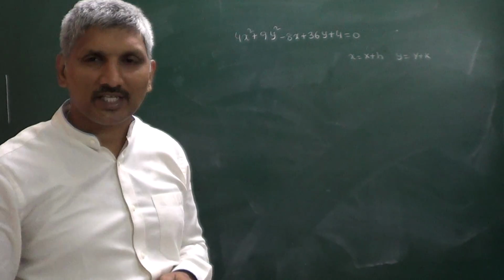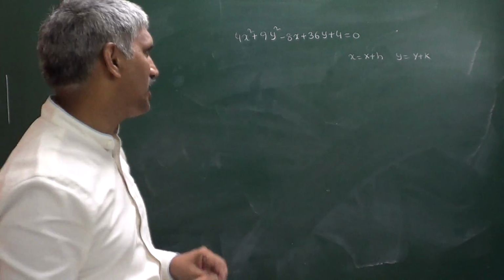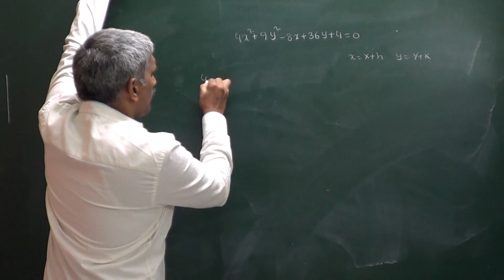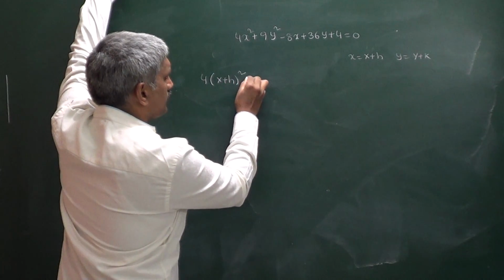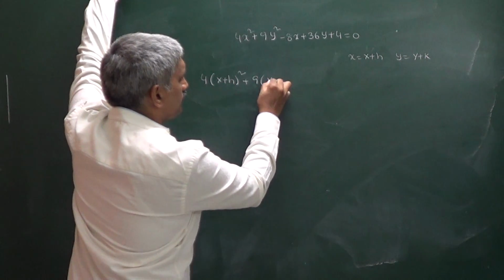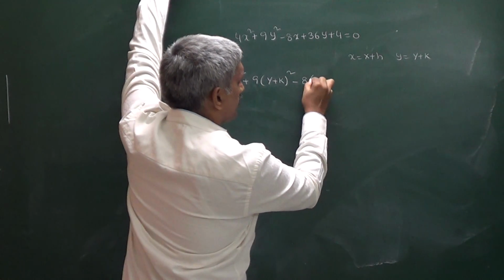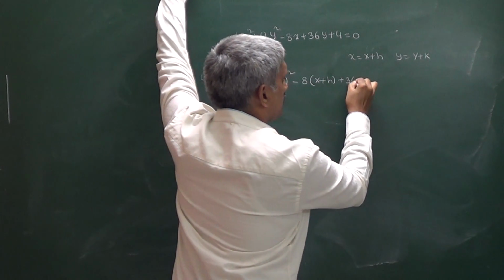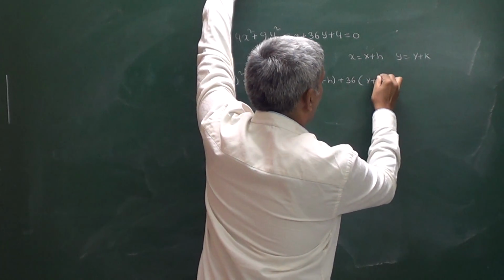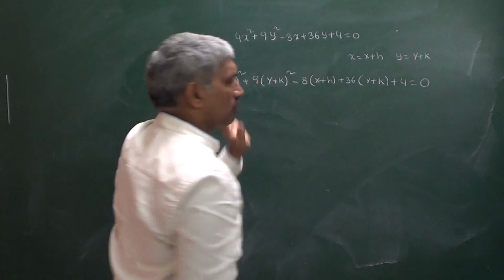When the origin is shifted to a point h comma k, what happens? In place of x we have to write x plus h. In place of y we have to write y plus k. Write down 4 into x plus h whole square plus 9 into y plus k whole square minus 8 into x plus h plus 36 into y plus k plus 4 is equal to 0.